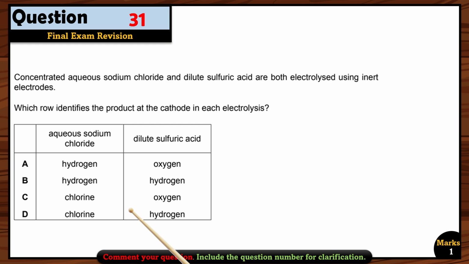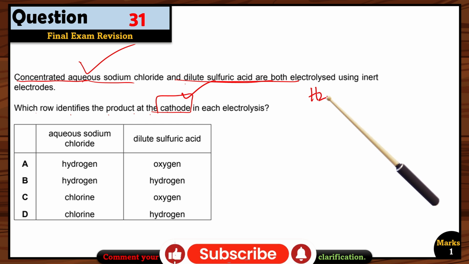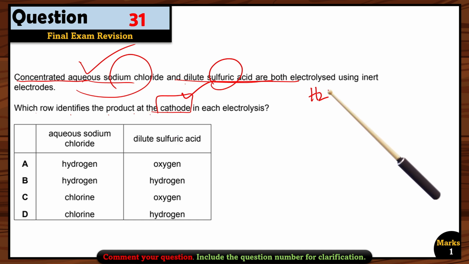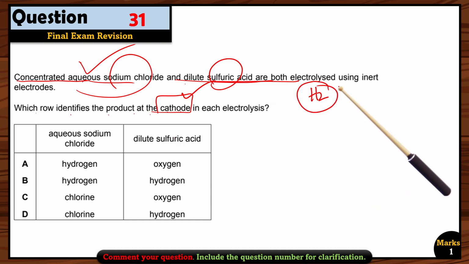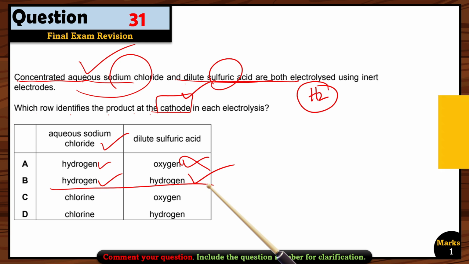Question 31. Concentrated aqueous sodium chloride, again we have a concentrated solution, and dilute sulfuric acid are both electrolyzed using inert electrodes. Which row identifies the products at the cathode? I already told you, when it's an aqueous solution, it has nothing to do with concentrated or dilute if they are asking about the cathode. At the cathode, you will always get hydrogen except for copper, right? So there is no copper. This is sulfuric acid and there is sodium chloride. So you are going to get hydrogen at the cathode for both of them. Aqueous sodium chloride will produce hydrogen, and dilute sulfuric acid will also produce hydrogen. So option B is the right option.